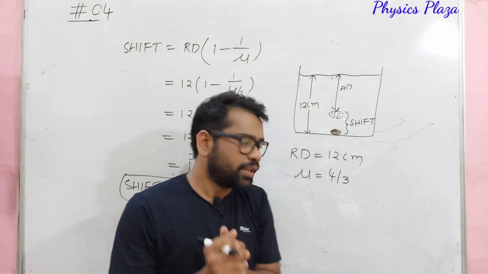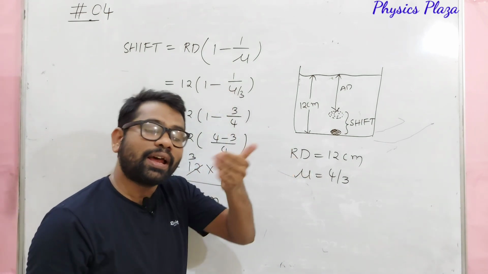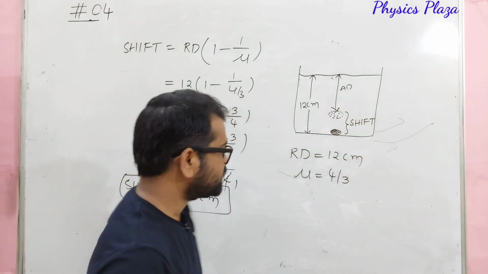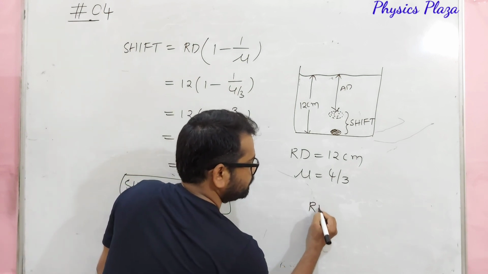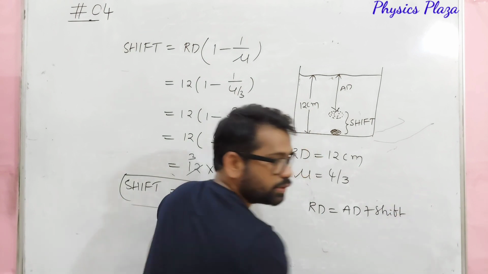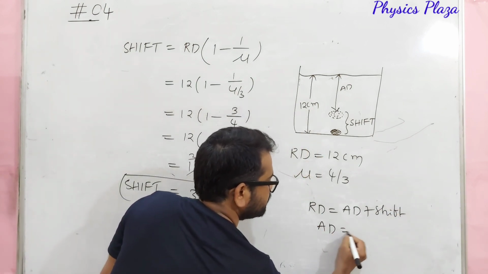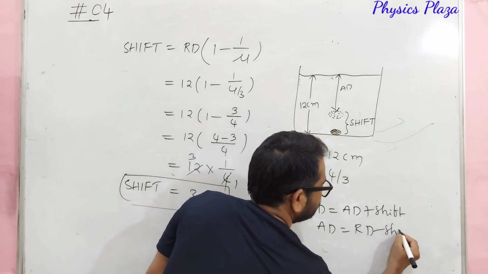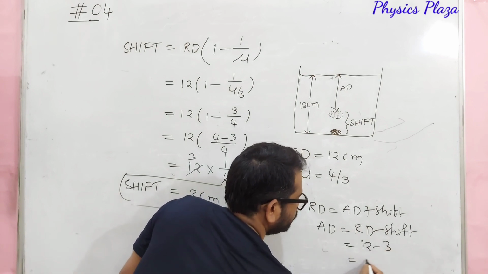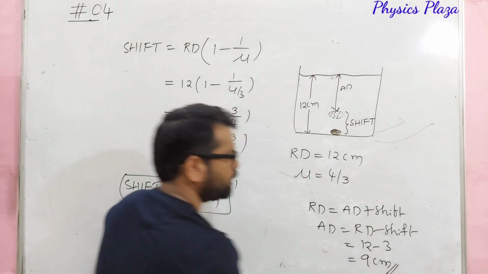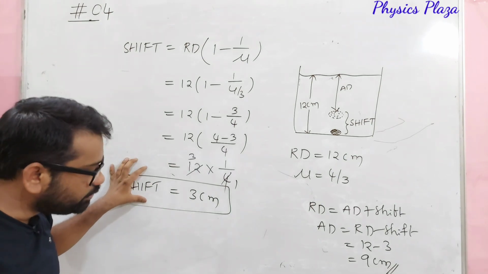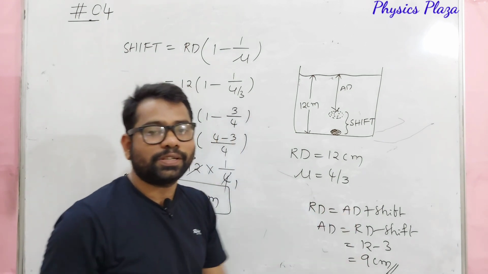But for suppose, dear children, the same concept, if they ask us to calculate apparent depth, how can we calculate? Simple here, real depth is equal to apparent depth plus shift. So from this, apparent depth is equal to real depth minus shift. So it can be 12 minus 3. So this is 9 centimeters. So this is how we can find out even shift, even apparent depth also. Just copy it.